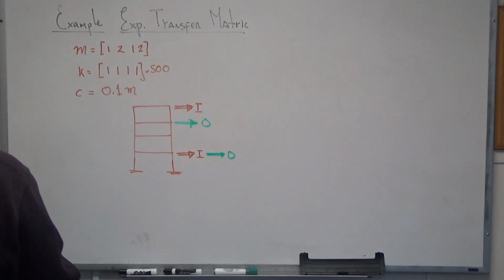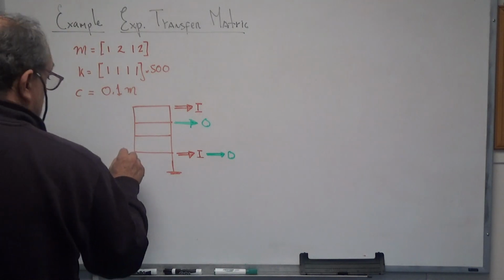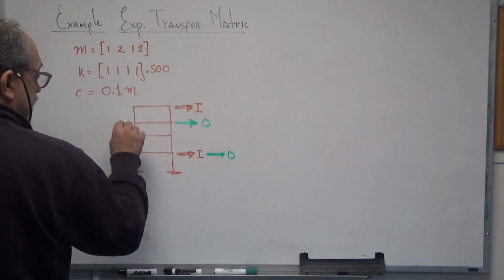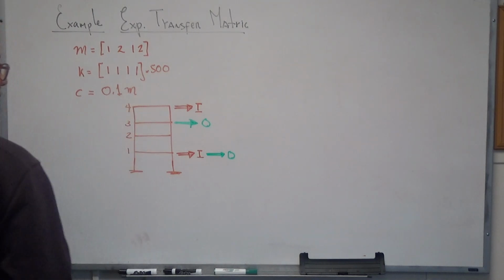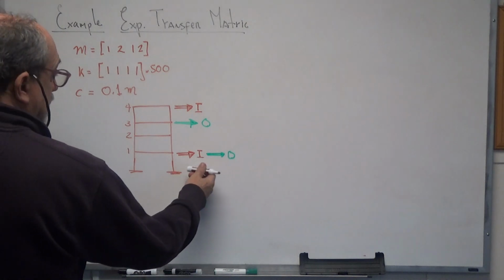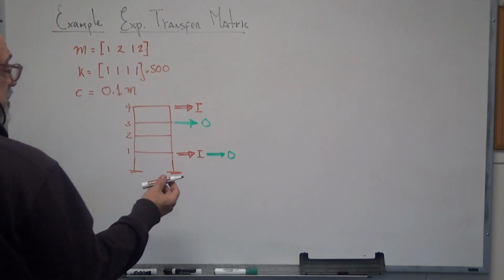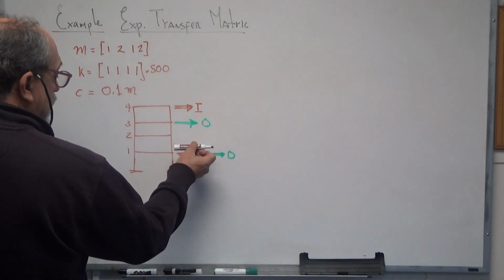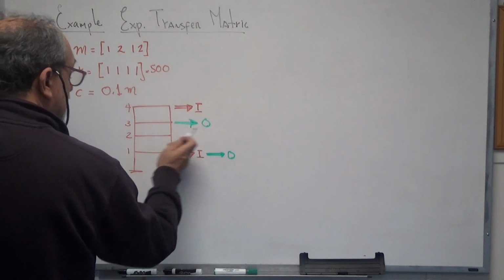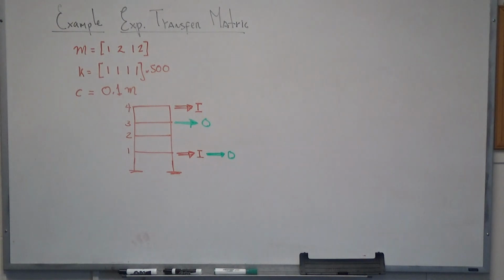Now, the union of the experimental coordinates, the coordinates of this system, let's say, are 1, 2, 3, 4. So the union of the experimental coordinates means that we should be able to get the transfer matrix after expansion at coordinates 1, 3, 4. We don't have either an input or an output at 2, and therefore that coordinate is not accessible from an identification perspective. Okay?